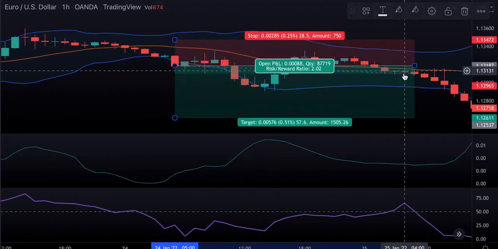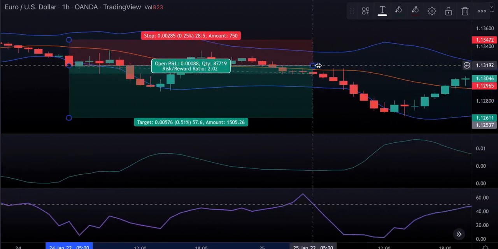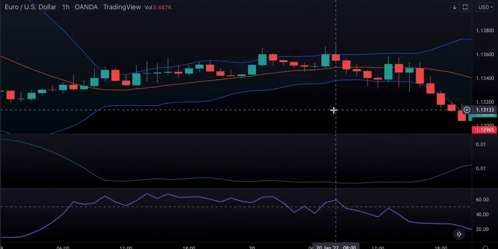And there we go. As we can see, this is another successful trade. Also, I want to give you some examples where you wouldn't have taken a trade.